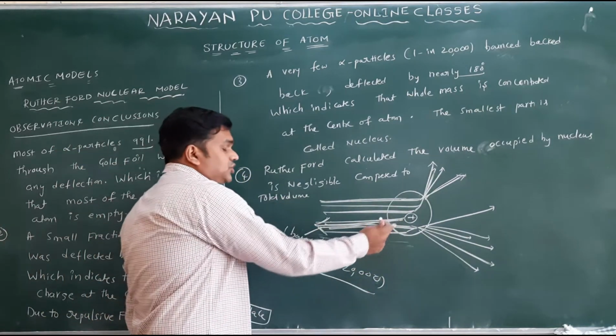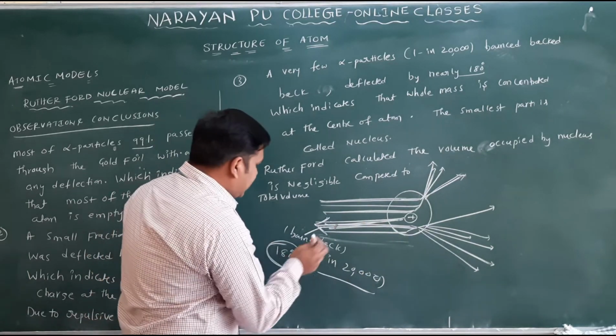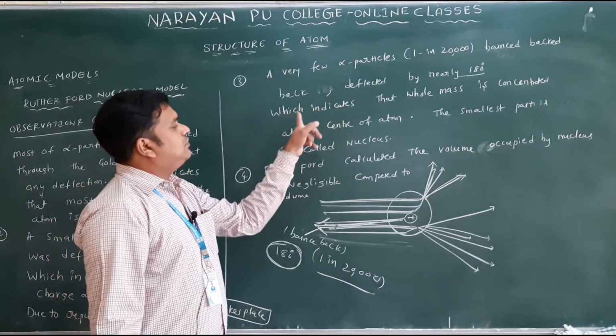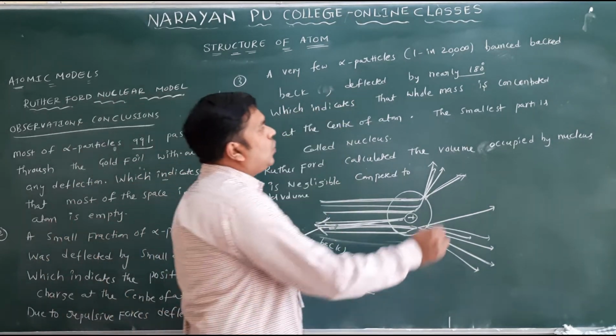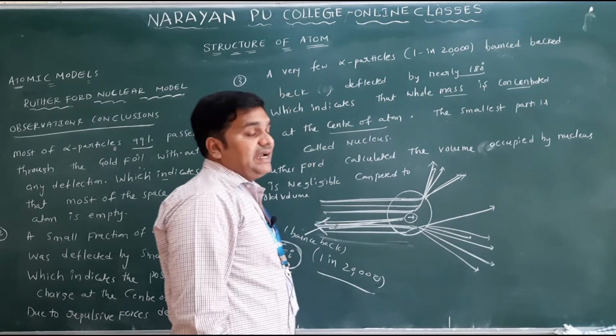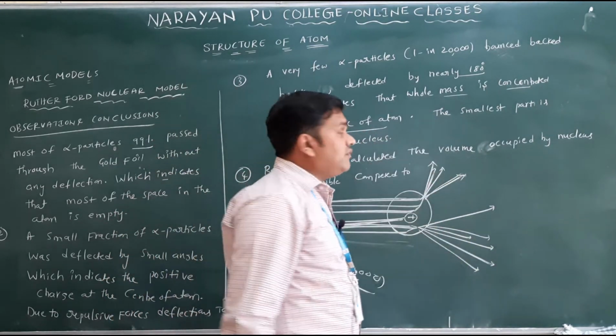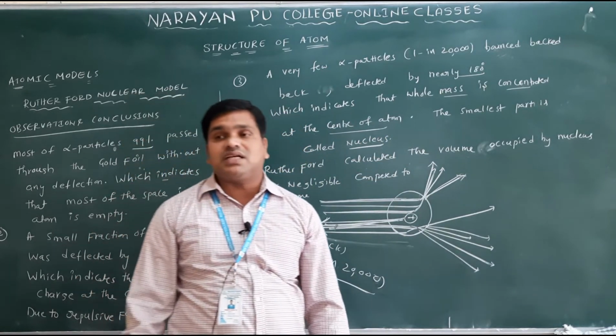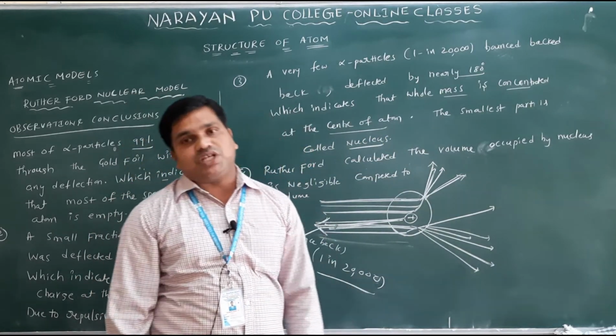Because of this positive charge, what happened? It bounced back by 180 degrees only, which indicates that the whole mass is concentrated at the center of the atom only. The smallest part at the center of the atom is called the nucleus. In this nucleus we have a positive charge.